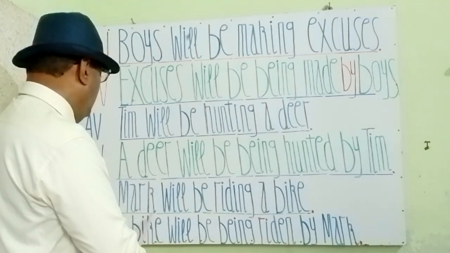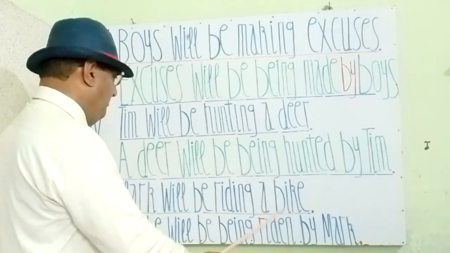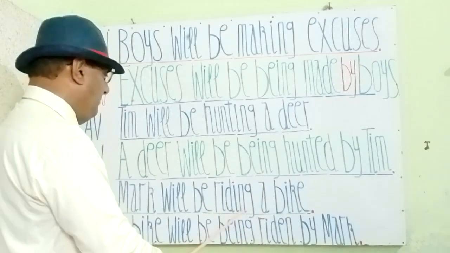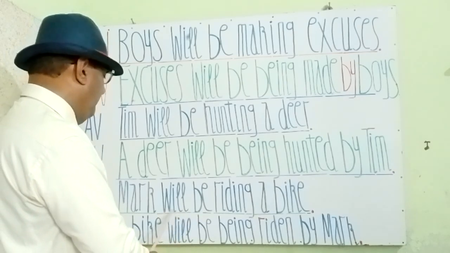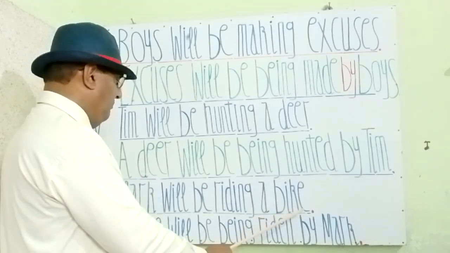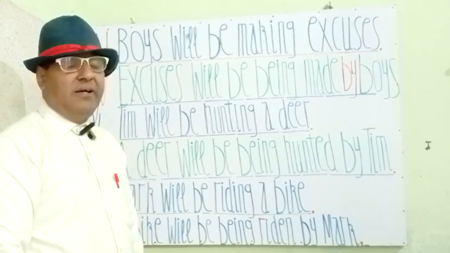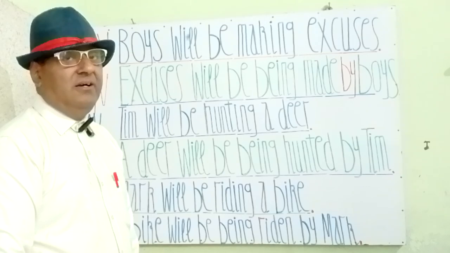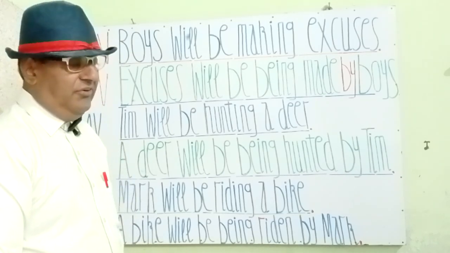In active voice, Mark will be riding a bike. Mark is a singular noun subject, will be for the future tense, and riding is a principal verb. A bike is an object. So Mark will be riding a bike. This is future continuous tense.